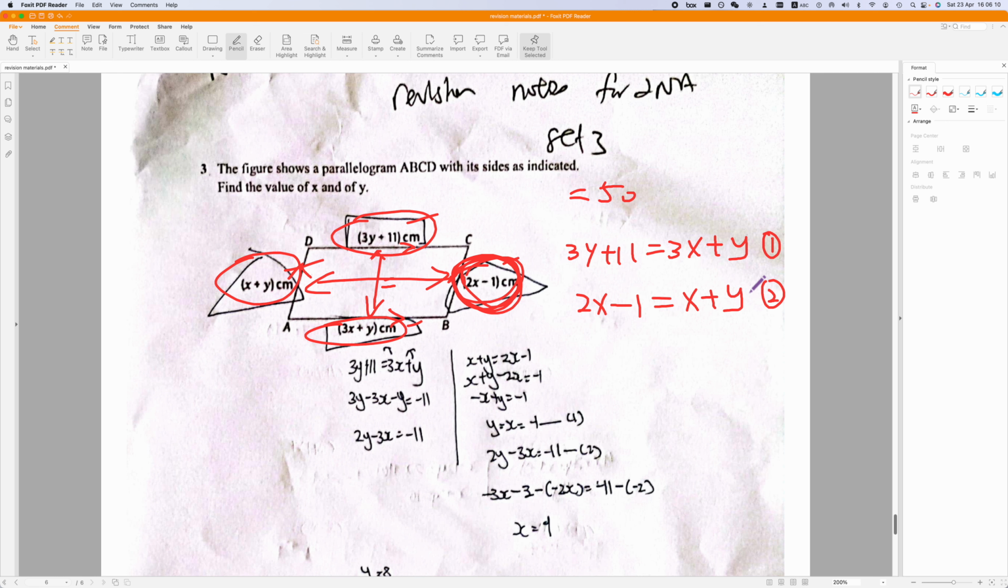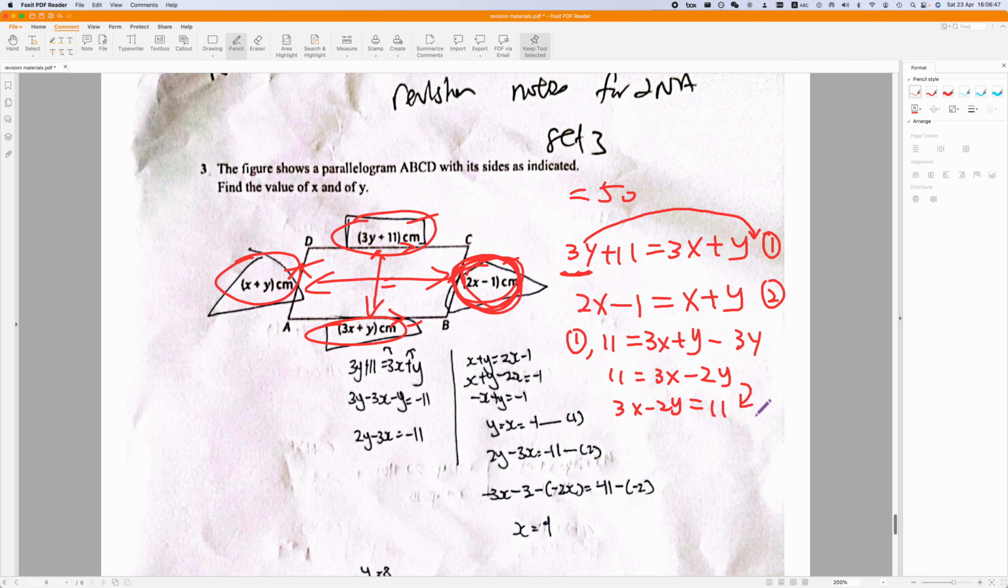Good. So this one, 3y, I move it here. I do 1 first. So I move it over. This is move over, right? When you move over, you need to change. So 3y becomes minus. Okay, continue. By the way, 11 is equal to 3x minus 2y. So that means 3x minus 2y is equal to 11.